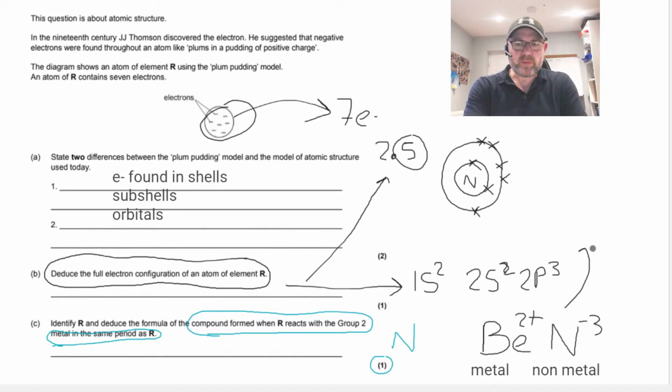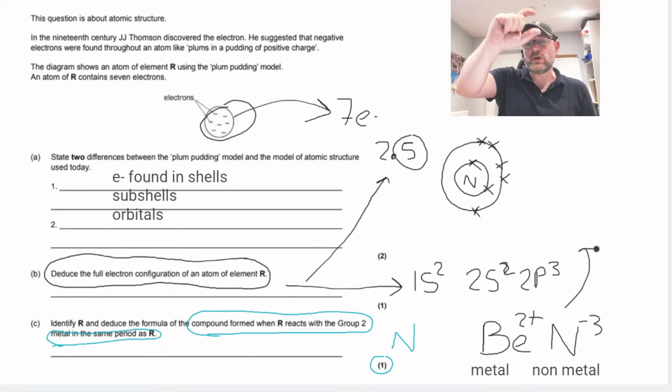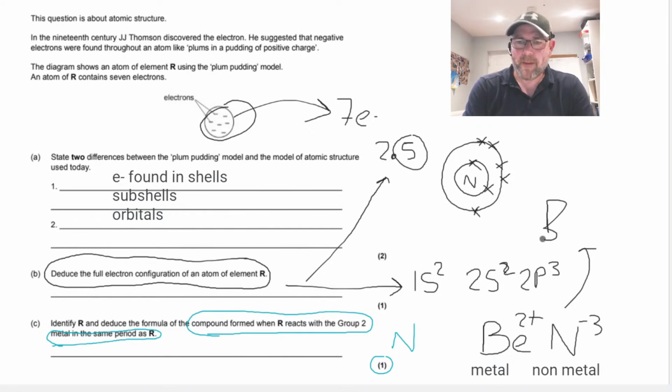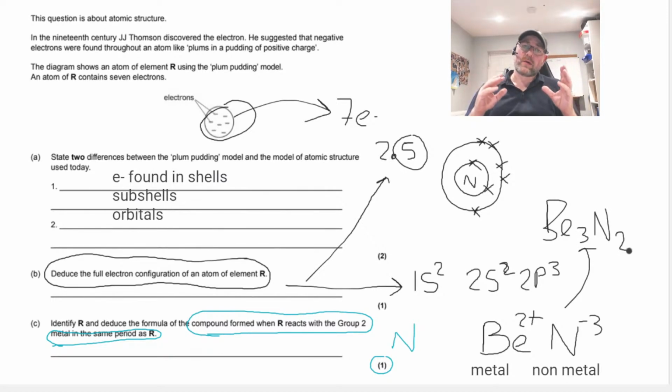Well, some people say swap and drop. So you see the 3 above nitrogen on the right hand side. You can swap that over and drop it down, so it's Be3. You can take the 2 that's above beryllium, swap it over to the nitrogen and drop it down, and you get the formula Be3N2. And that would be, what would that be called, that compound? By the way, that's just one way, the swap and drop method.